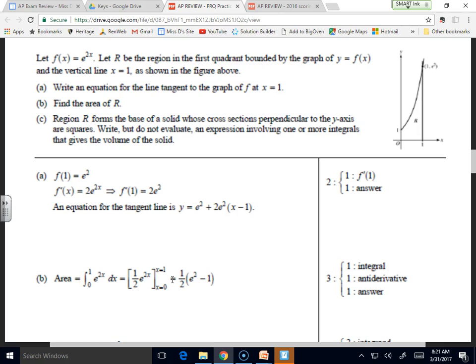So we need x bounds, which would be 0 to 1. We need our top curve, which is e to the 2x in terms of x, perfect, minus 0. Area is just top minus bottom.